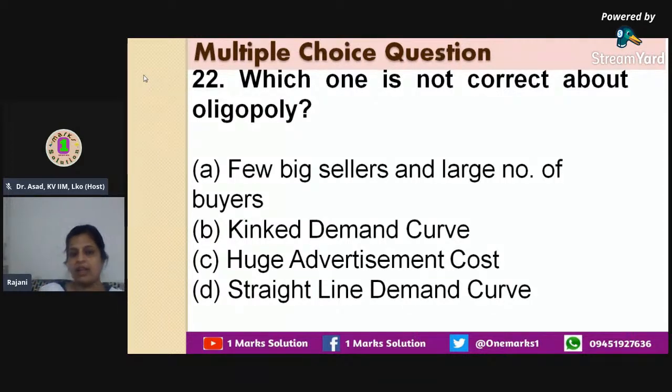That is not at all a correct option, because we know that an indeterminate or kinked demand curve, as we saw in the slides at the beginning, is the demand curve of oligopoly. Which one is not correct about oligopoly? Kinked demand curve is the correct option, and straight line demand curve is the incorrect option. That is the question, no? Not correct about oligopoly, so I think option D is the correct answer. A straight line demand curve we cannot observe in oligopoly.